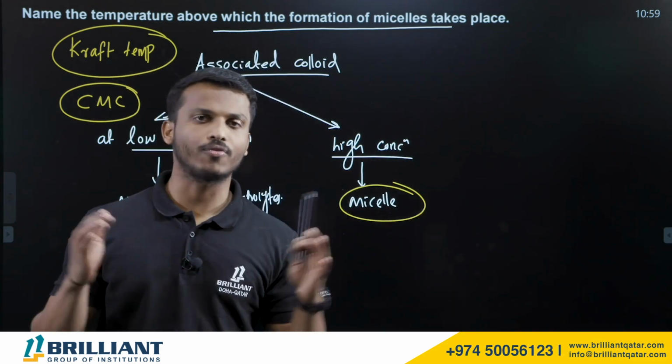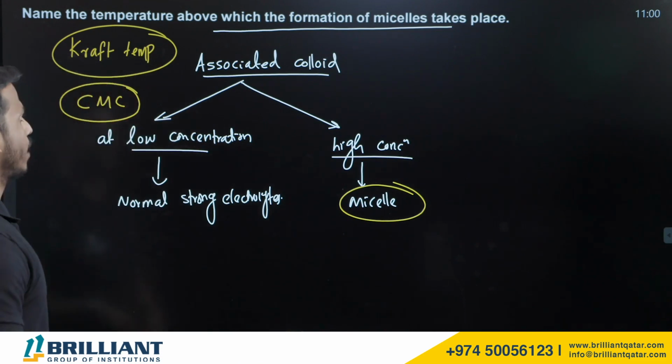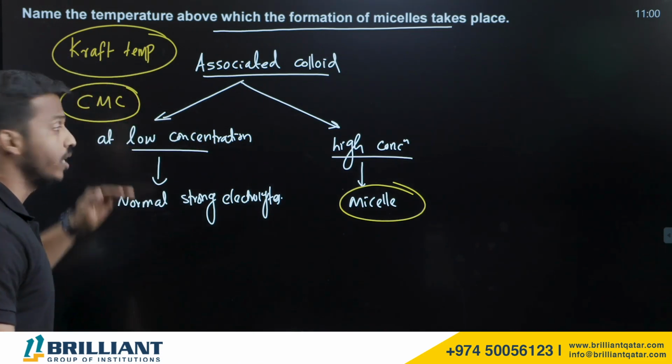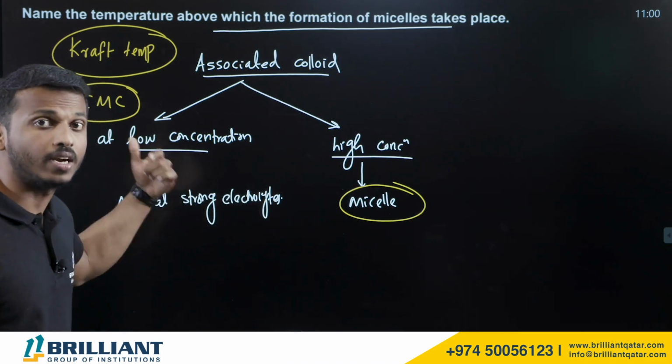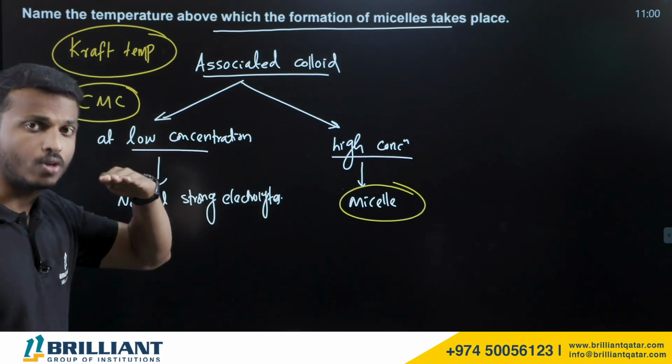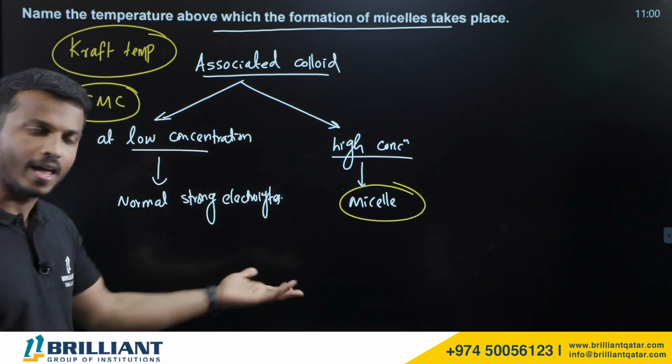That's it. So Kraft temperature and CMC are 1 mark questions for the exam, so be careful, all of you. Kraft temperature is the temperature above which micelle formation can happen. CMC, critical micelle concentration, means a minimum concentration above which micelle formation can happen.